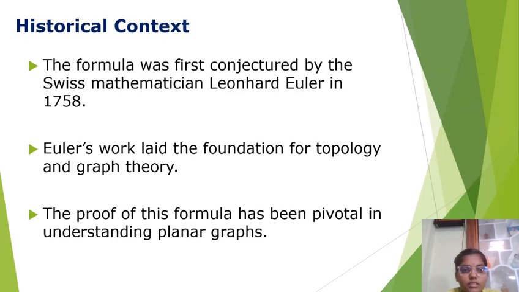Historical context. The formula was first conjectured by the Swiss mathematician Leonhard Euler in 1758. Euler's work laid the foundation of topology and graph theory. The proof of this formula has been pivotal in understanding planar graphs.